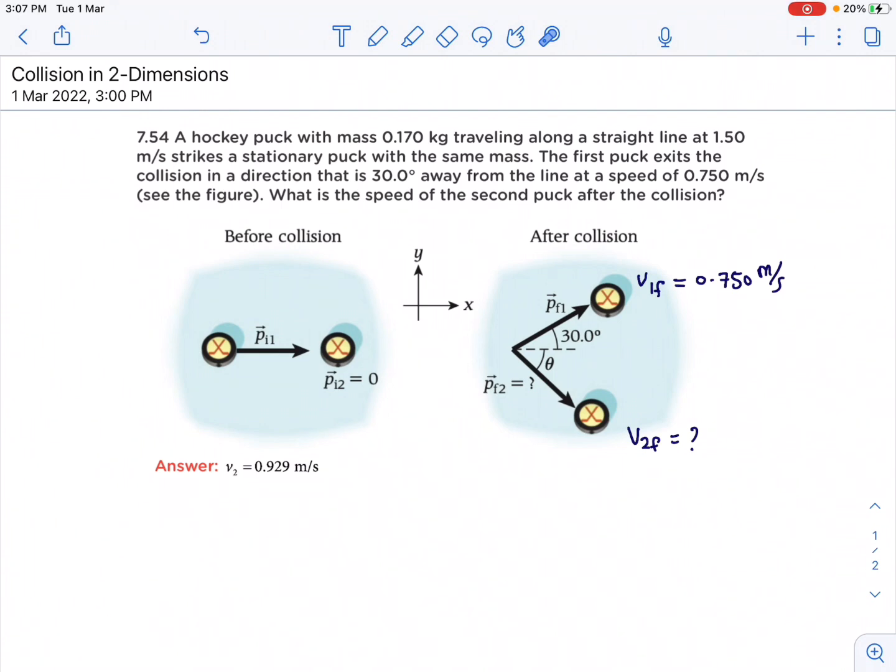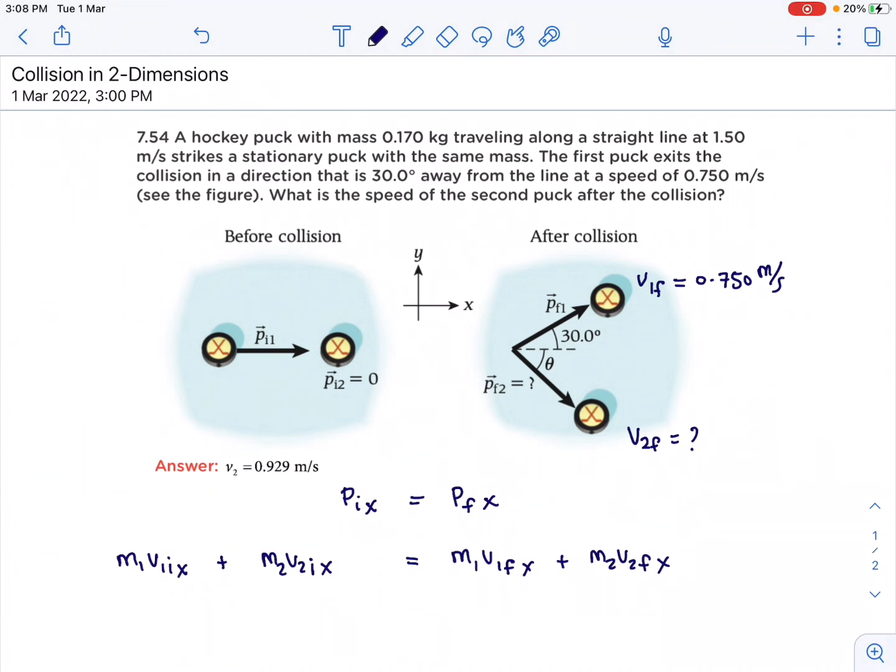To solve this, we must look into the momentum of the objects before the collision and the momentum after the collision in the x and the y axis. So let's start with the x-axis. Momentum initial in the x-axis should be equal to the momentum final on the x-axis. So before the collision, we will have m1 v1 initial on the x-axis plus m2 v2 initial on the x-axis is equal to m1 v1 final on the x-axis plus m2 v2 final on the x-axis.